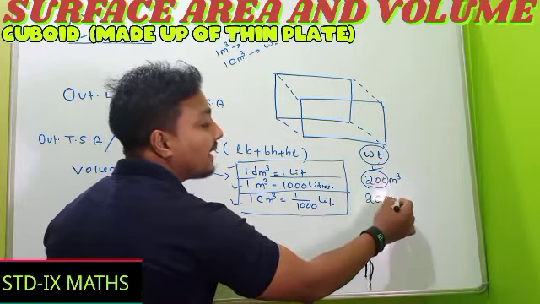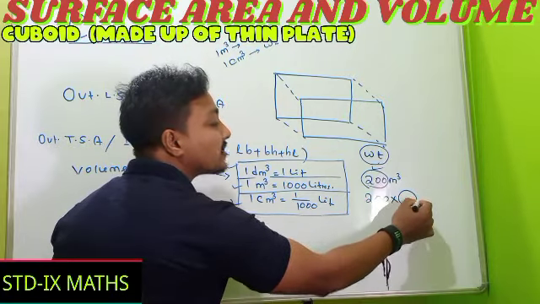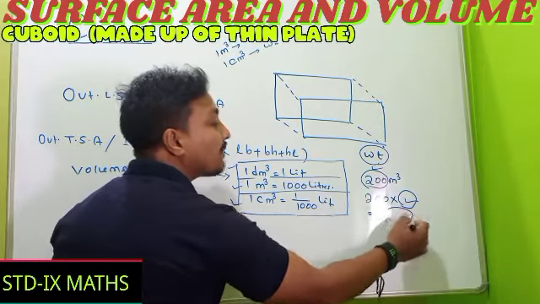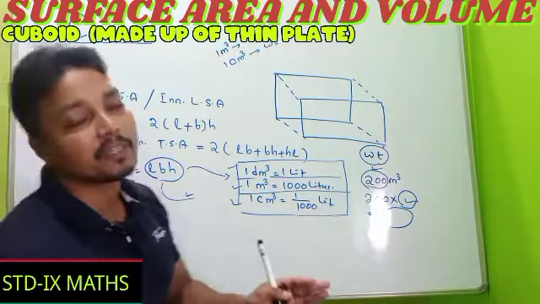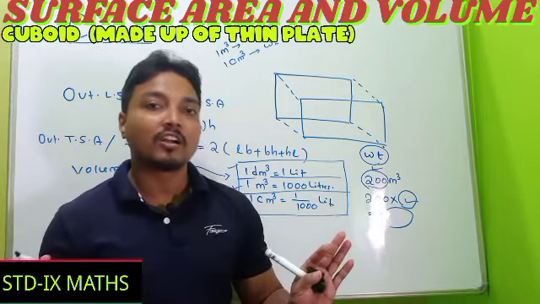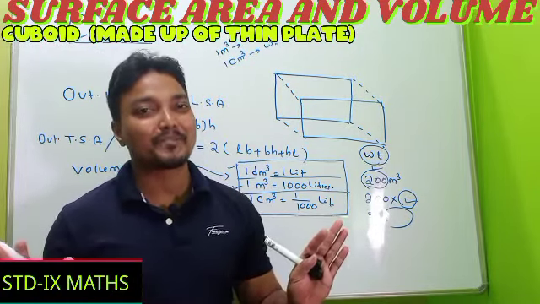So then after 200 into 1 meter cube weight, it is to be multiplied. Then after we can find out the total weight of this cuboidal structure. Understood? I hope it is perfectly understood up to this.